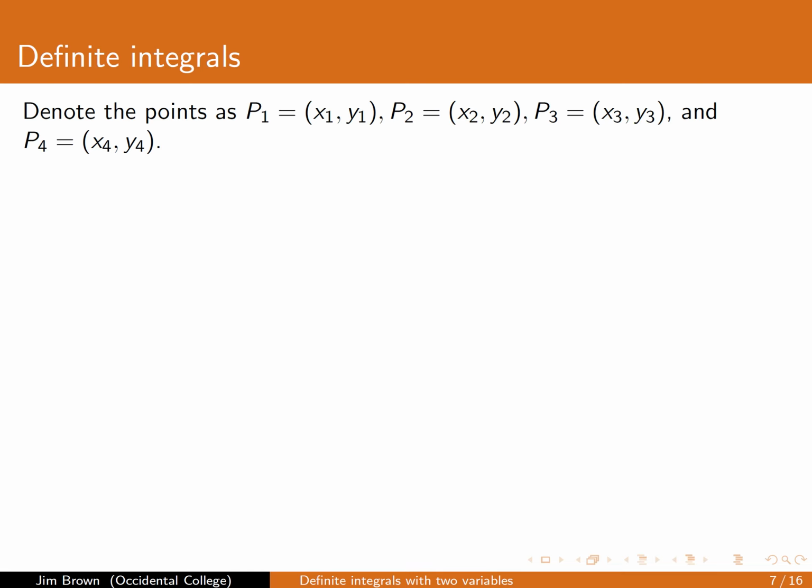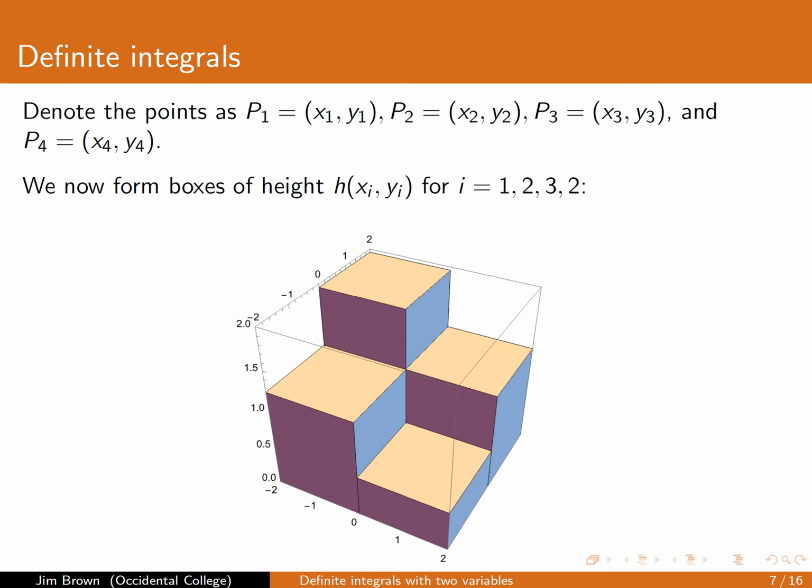If we denote those points as such, we form those boxes, and this should be 1, 2, 3, 4, not 1, 2, 3, 2. Typo there. Here is a picture of what the boxes might look like. I didn't use those particular points to graph these. I just picked any points to give you an idea of what the boxes might look like.